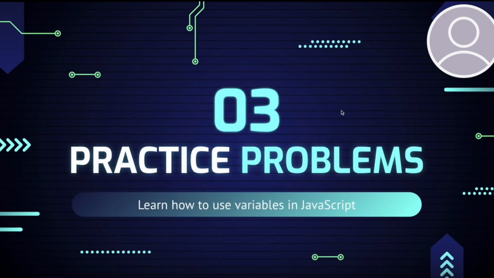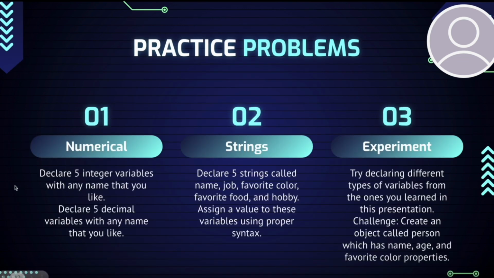So here are some practice problems that you can do. The first problem is where you can declare 5 integer variables and 5 decimal variables. The second one is to declare 5 strings with your name, job, favorite color, favorite food, and hobby. And the third one is where you can try something on your own. And the challenge is to create an object called person, which has a name, age, and favorite color property.